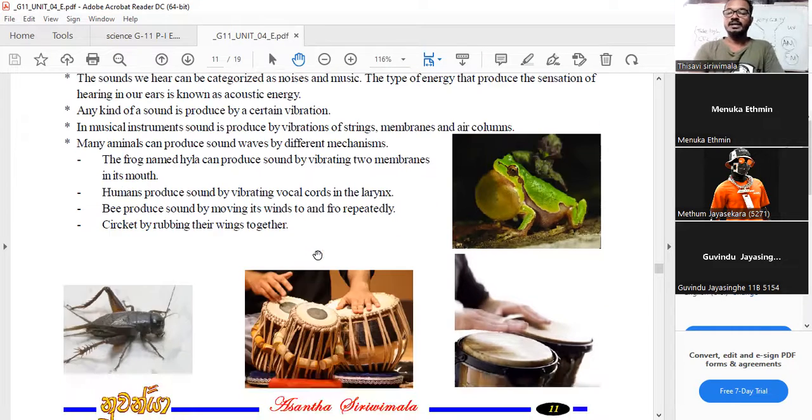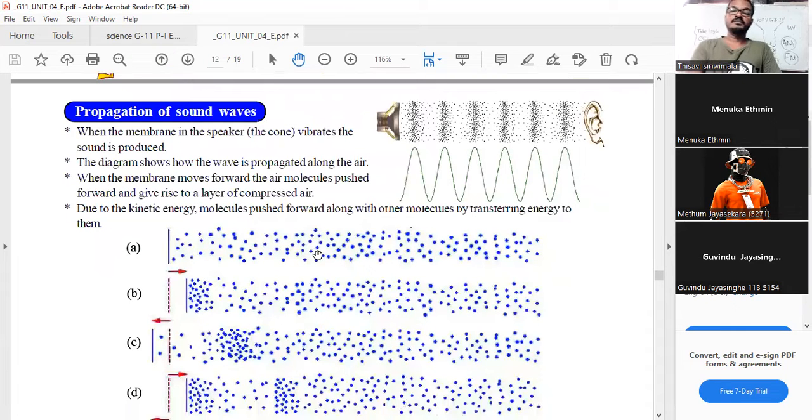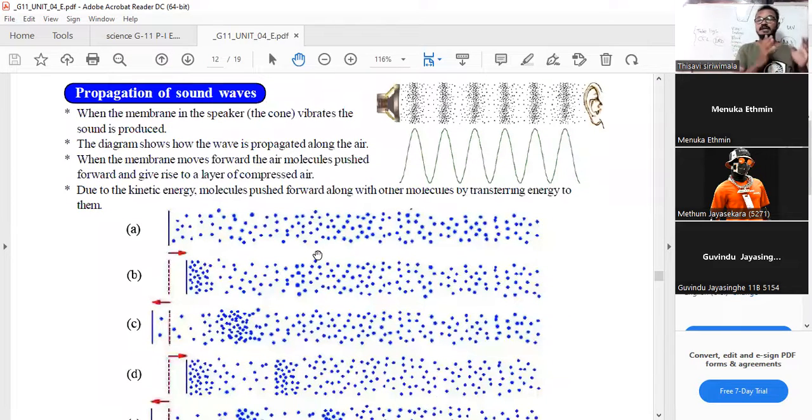Right. Propagation of sound waves. Sound is propagated from one place to another by longitudinal waves. As you can see, there's a speaker, and in a speaker there is a cone which moves back and forth when working. You may have seen when you switch on your setup and increase the volume, the speaker is bumping. When the cone comes forward, the air molecules get compressed. That creates a compression, and the compression will move along. When the speaker cone goes back, it creates a rarefaction. That's how the sound wave moves.